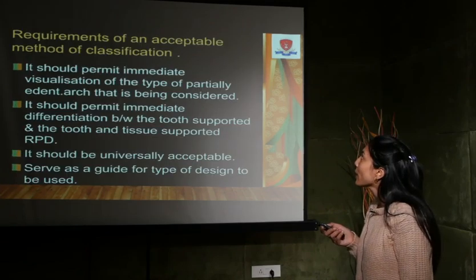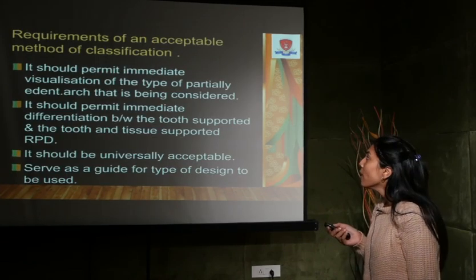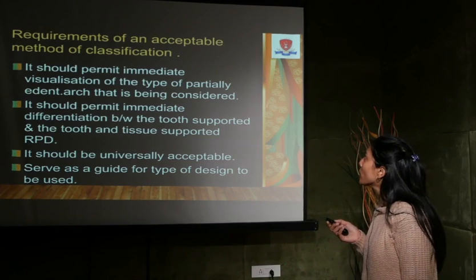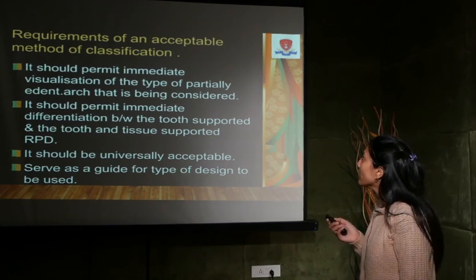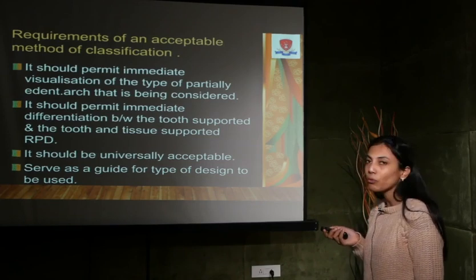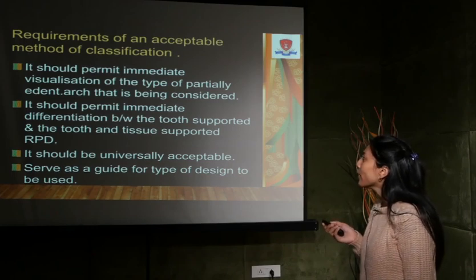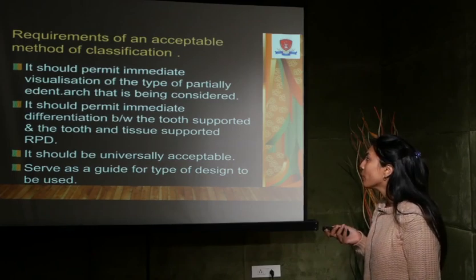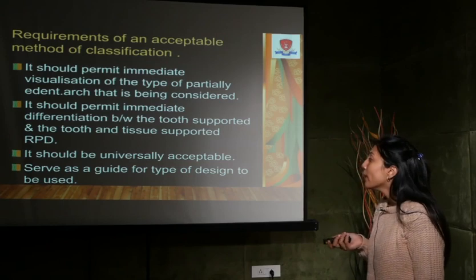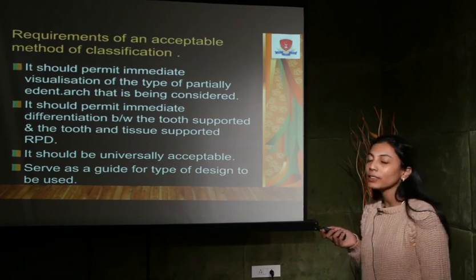What are the requirements of acceptable methods of classification? It should permit immediate visualization of the type of partially edentulous arch that is being considered. It should permit immediate differentiation between the tooth-supported and the tooth-and-tissue-supported RPD. It should be universally acceptable. It should serve as a guide for the type of design to be used.